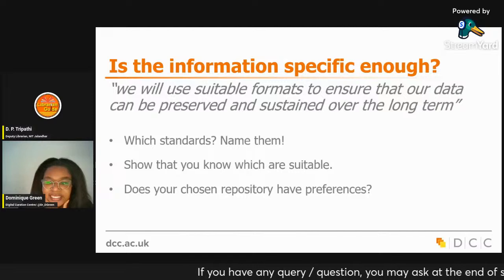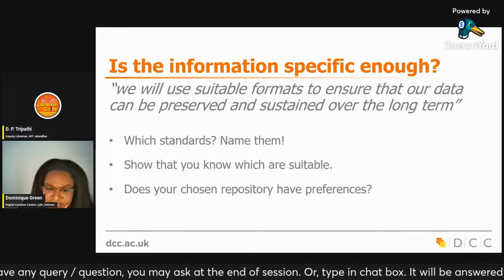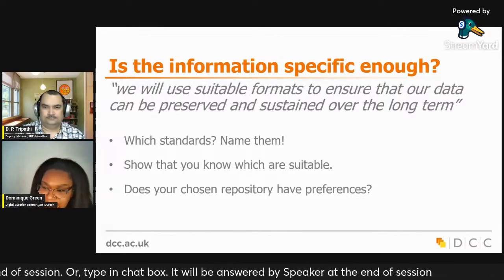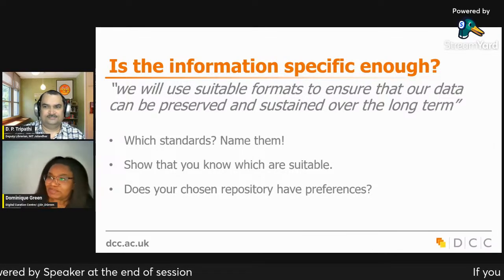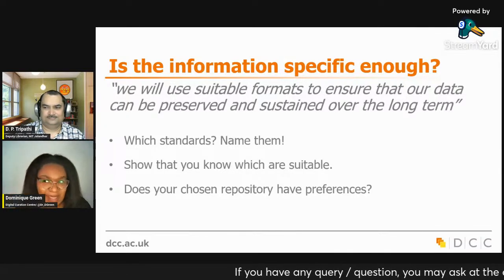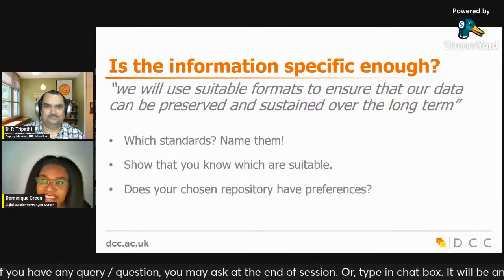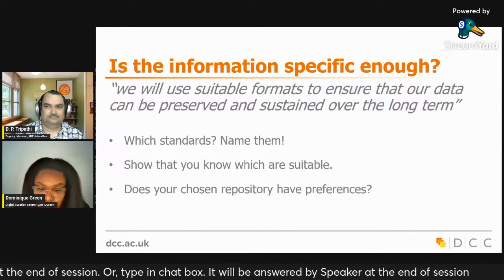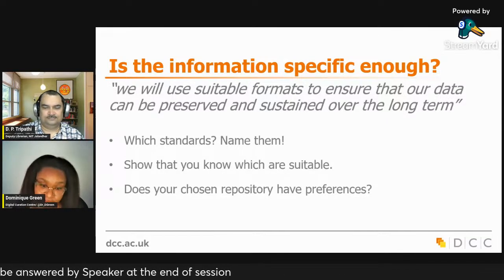So, in this example, is the information specific enough? The sentence on the screen says, we will use suitable formats to ensure that our data can be preserved and sustained over the long term. If I were reviewing this data management plan, I would say this is a not so good sentence to use, because it doesn't identify which standards are being used. They've not named them. It also doesn't show that they know which standards or file formats are suitable.